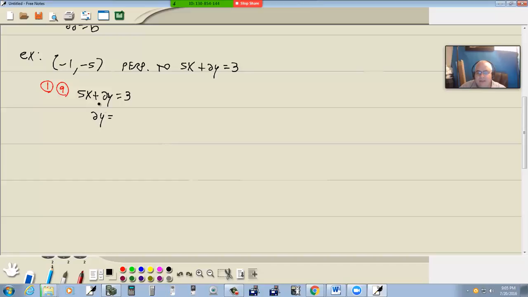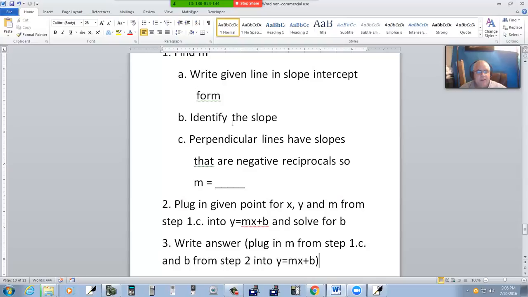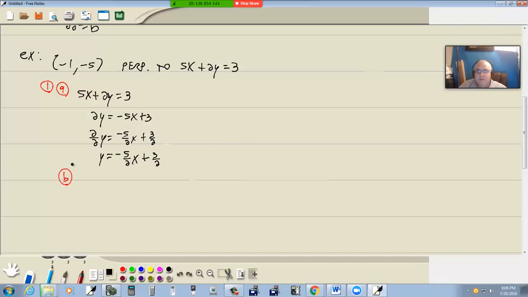So I'm going to take this 5x and move it to the right side. It becomes a negative 5x plus 3. And then we'll divide everything by 2. And we get y is equal to negative 5/2 x plus 3/2. Now b, the reason why we put it in that form is so we can easily identify the slope. If it's in slope-intercept form, your slope is whatever number's in front of your x. The slope is negative 5/2.